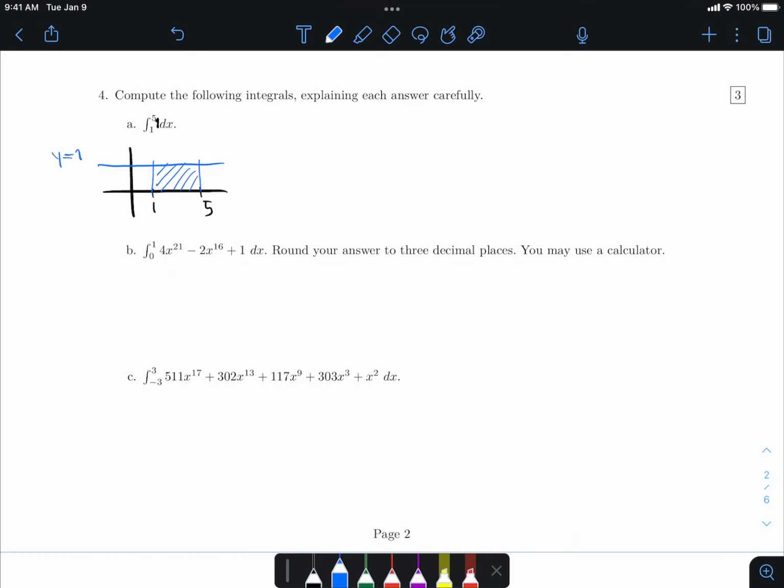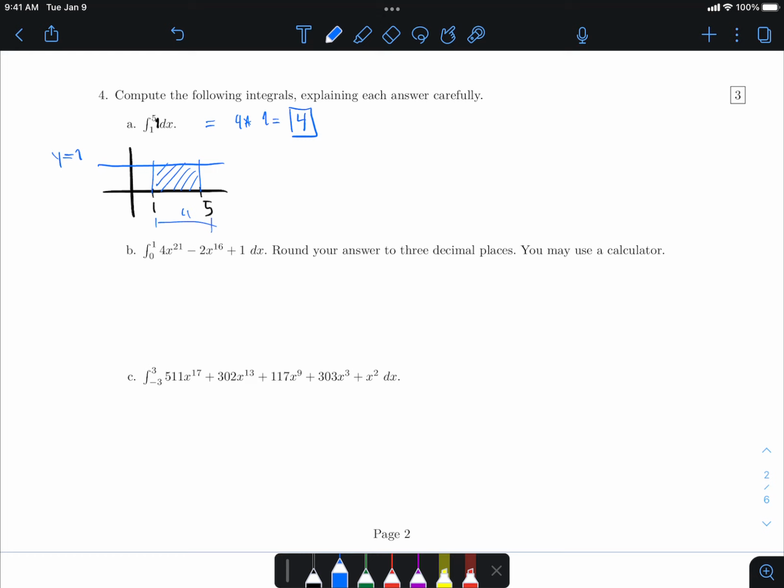Area of this guy, and the area here is base, right? 5 minus 1, that's 4, times height, which is 1. So 4, that is the answer. Or if you want to use the fundamental theorem of calculus, you can also do that. You can say that this is the antiderivative of 1, which is x, at 5 minus x at 1. So 5 minus 1, 4.